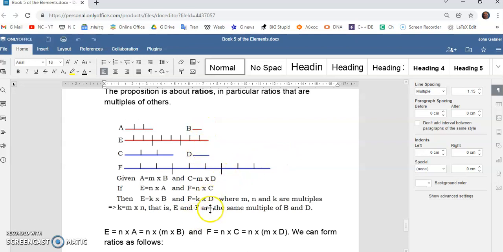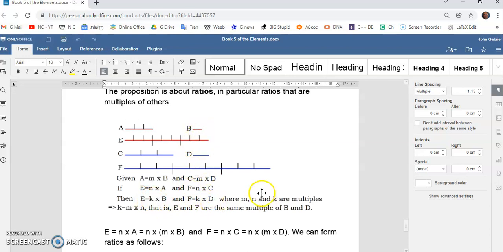Okay, and that's very easy to see because A is made up of B, so it's some multiple multiplied by B. C is some multiple multiplied by D. And of course, if E is a multiple of A, and F is a multiple of C, then E is a multiple of B. This E here is a multiple of B, and F is a multiple of D, which means that they are both the same multiple of B and D respectively.